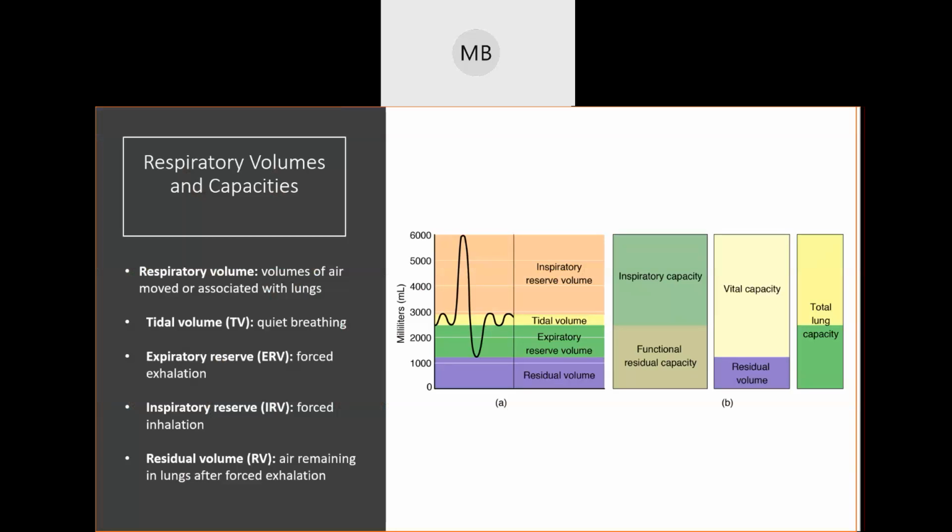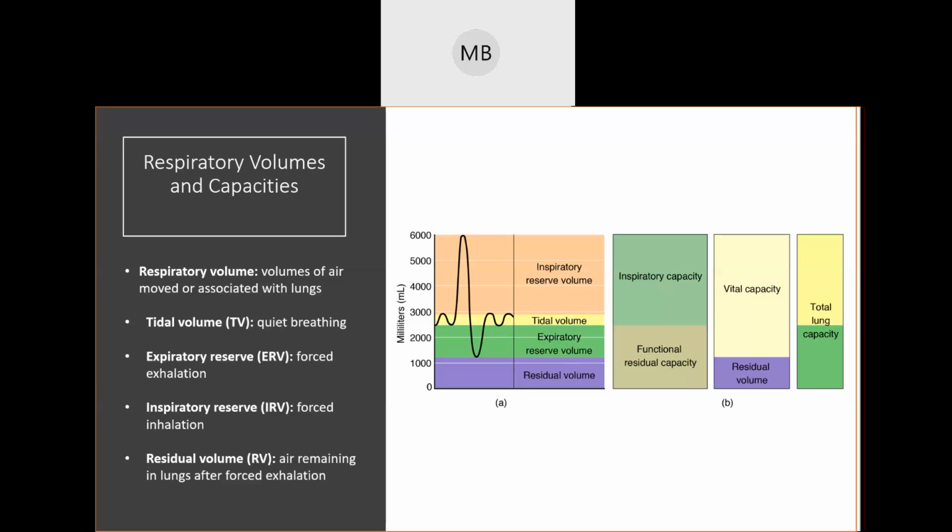Your vital capacity is your total inspiratory reserve volume and your expiratory reserve volume and the tidal volume on top of that. So everything you can actively breathe in or out, which is your IRV, ERV, or tidal volume, or TV, combined is your vital capacity. Right?